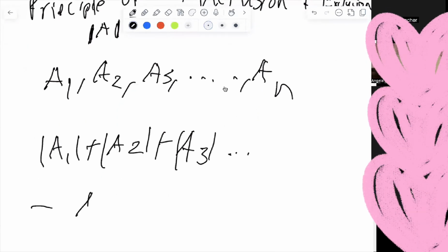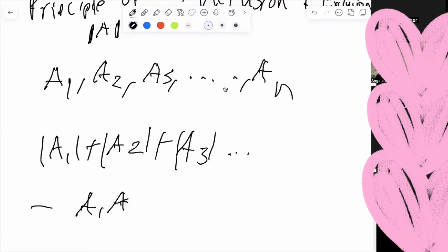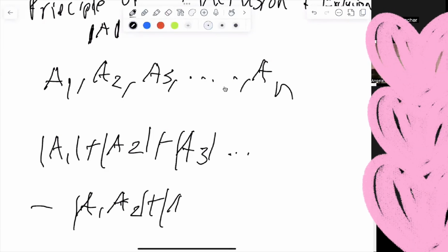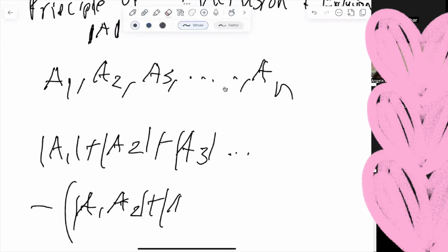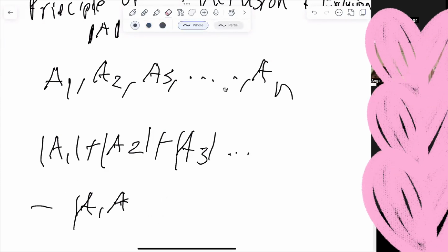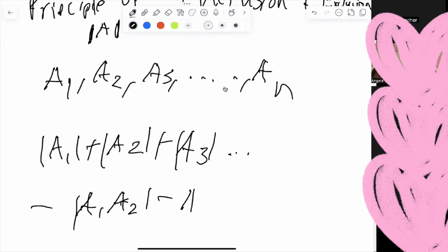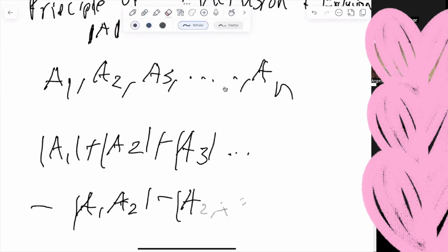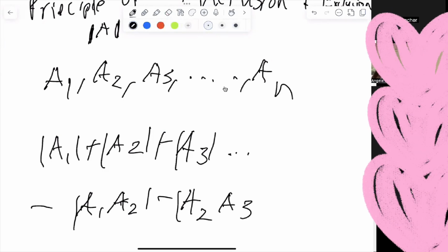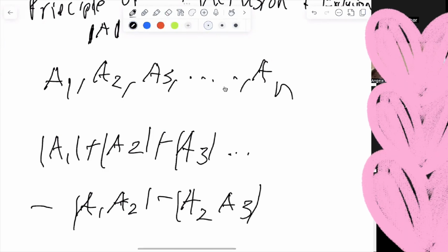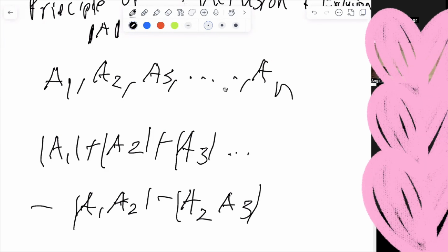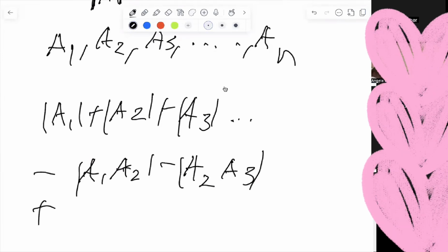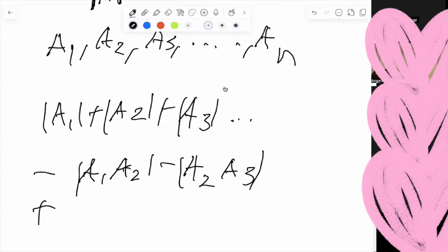Then we're going to subtract A1 A2, and so on, or we can just write it without parentheses as minus A2 A3, or basically every combination with two sets. Basically like A1 A2, A1 A3, A1 A4, and so on. Then we add, and continue alternating until we reach n.